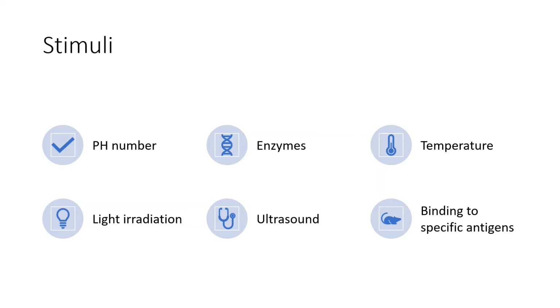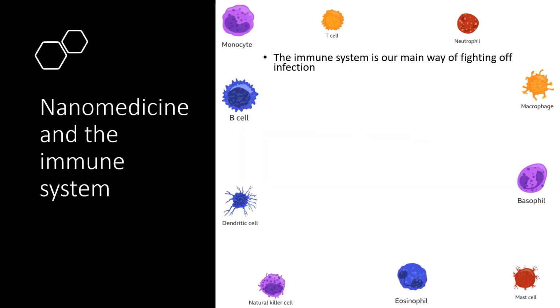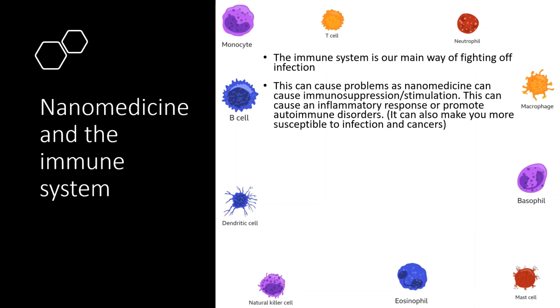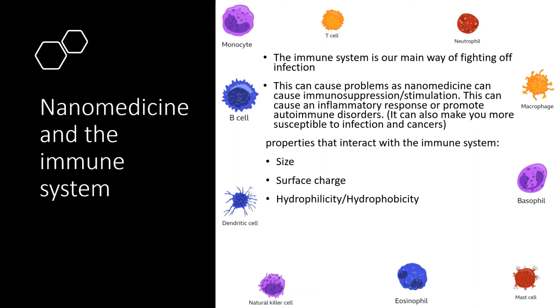Now that we've discussed how it interacts once at its target, there's still the problem of reaching it. The immune system is our body's main way of fighting off infection. Once it realises there's a foreign object such as a nanomedicine, it will try to remove this. This can be a problem as it can cause immunosuppression or stimulation, which can cause an inflammatory response or promote autoimmune disease. Nanomedicine can interact with the immune system in several ways, but by adding polyethylene glycol or similar polymers, we can mask the nanomedicine so they don't interact. However, research suggests that there are antibodies being created for these polymers in the body, meaning over time they may become less effective.